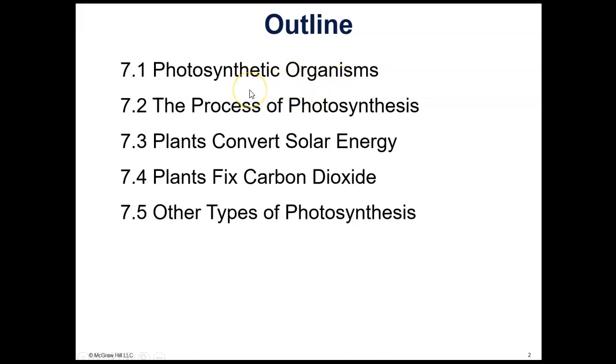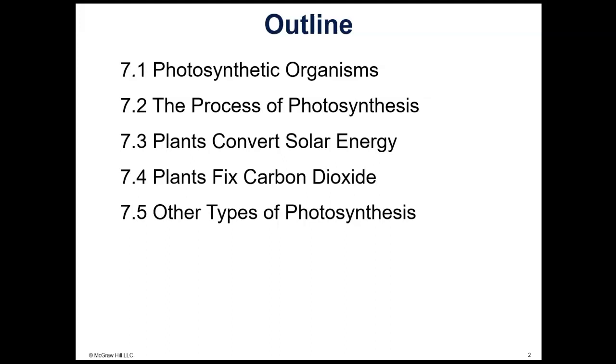important thing in section 7.1 is to know which organisms are capable of photosynthesis, which organisms carry out photosynthesis to make their food. And then in section 7.2, there's an overview of photosynthesis of the entire process. 7.3 is the first part, because there are 2 stages or 2 parts of photosynthesis. One is called the light-dependent reactions, or the light reactions, and that would be section 7.3.